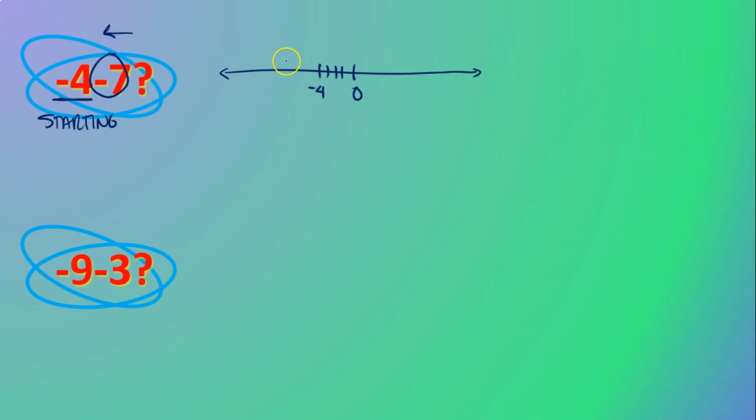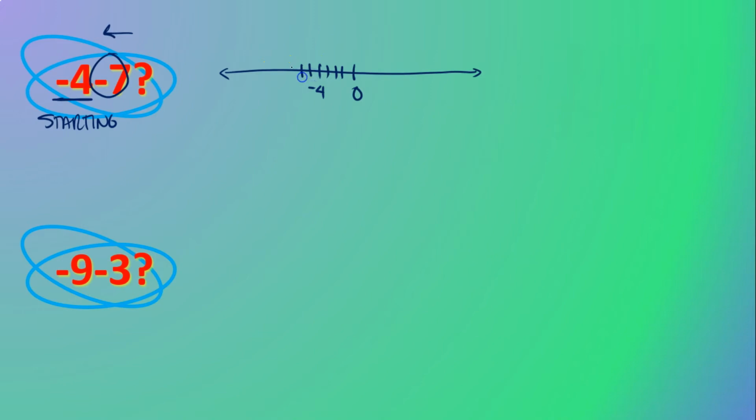Let's continue. So in this case, we have two negative numbers. So we have, again, our starting point, which is minus 4. 1, 2, 3, 4. And we're going to move 7 spaces to the left. We have to remember, guys, whenever we subtract on the number line, we're moving to the left.